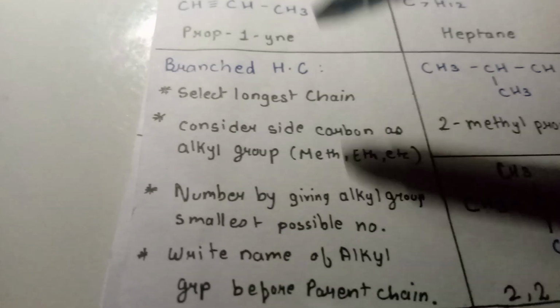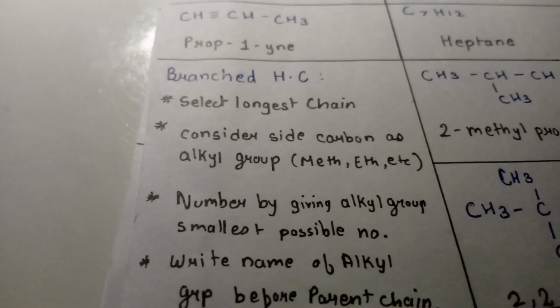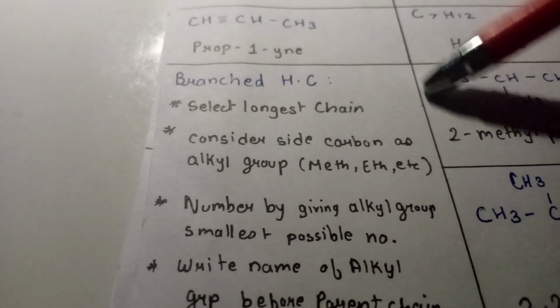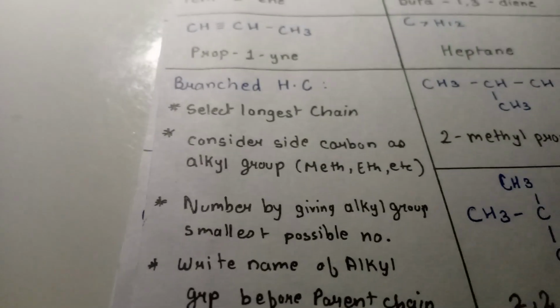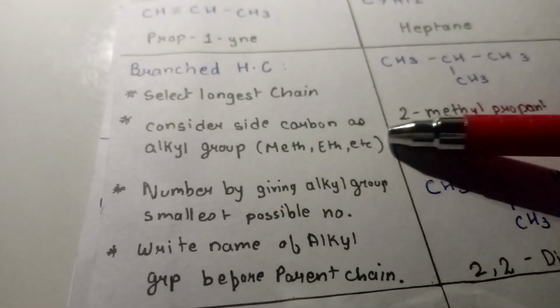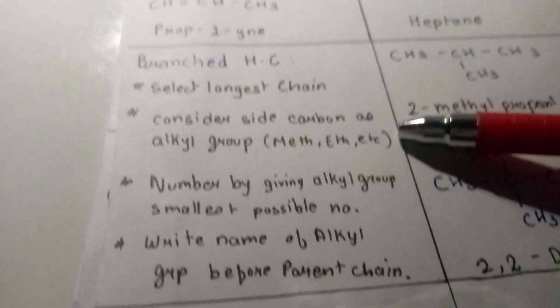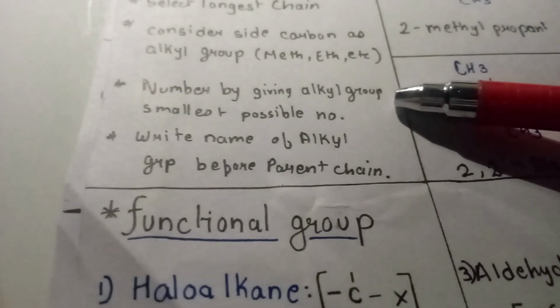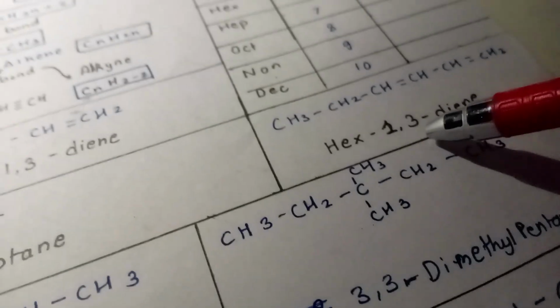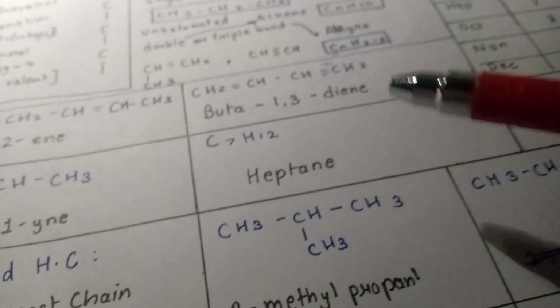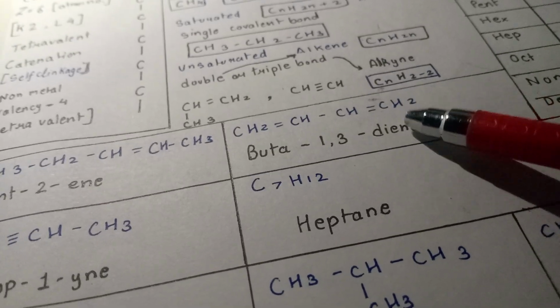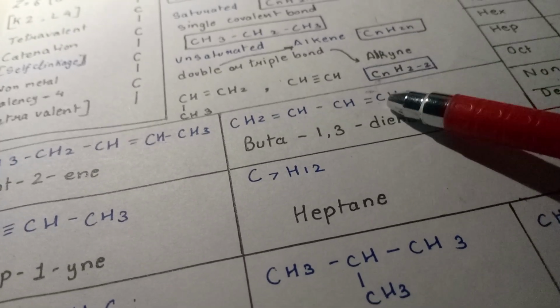So the next thing we're going to do is branched hydrocarbon. So it's just the naming type. We select the longest chain. Consider the side carbon as an alkyl group, methyl, ethyl and so on. Number the given alkyl group with the smallest possible number, which we did there. Example C. Smallest possible number is from here as well as there, both ways.